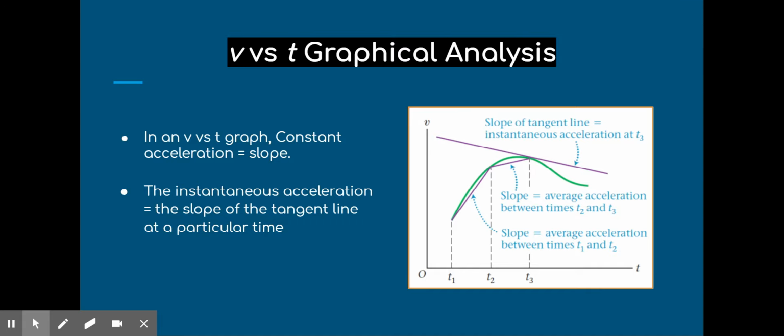So let's look at acceleration on a graph, just like we did with velocity. And on a velocity versus time graph, so not a position versus time, velocity versus time graph, the constant acceleration value is going to be equal to the slope. So we can see the slopes over here. We pick 2 points and we find the slope. The instantaneous acceleration is the slope of a tangent line at some point in time. So here, here, here, wherever we choose, you just draw the tangent line, and that will be the instantaneous acceleration.